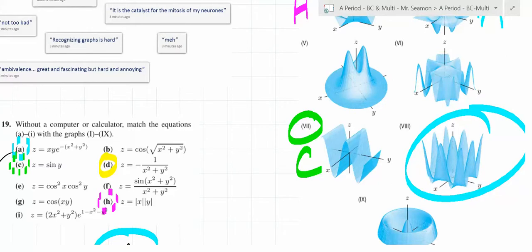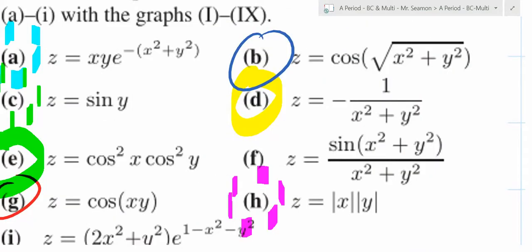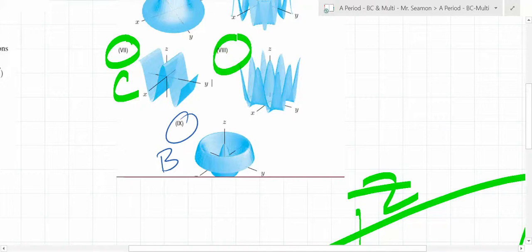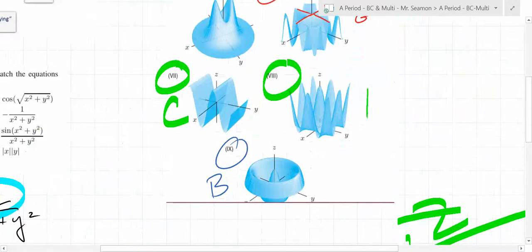And you also know there's going to be some sort of rotational symmetry because you have an x squared plus y squared. What happens if you plug in both x and y equal to 0? It has to be 8 right there. So no, this one is going to be E.